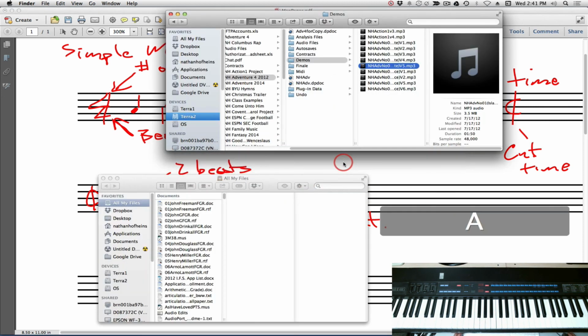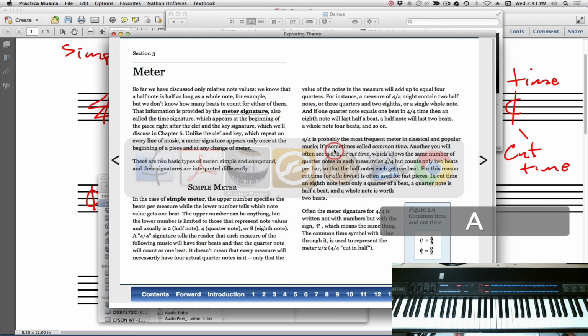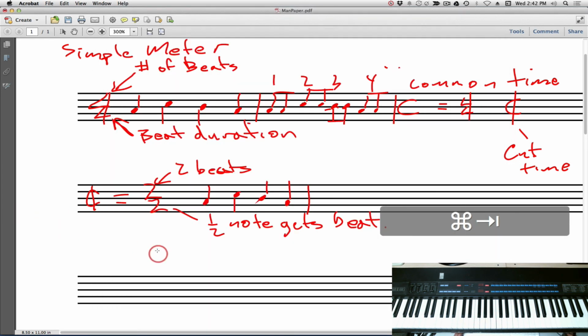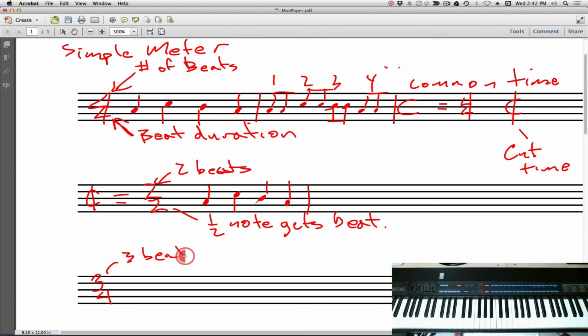Now you can have different numbers. Let's go back to the textbook here. You can have different numbers on the top as well. So for instance, you could have a 3/4 time. That would still be a simple meter. Let's look at 3/4. So that would be 3 beats, and the quarter note would get the beat.